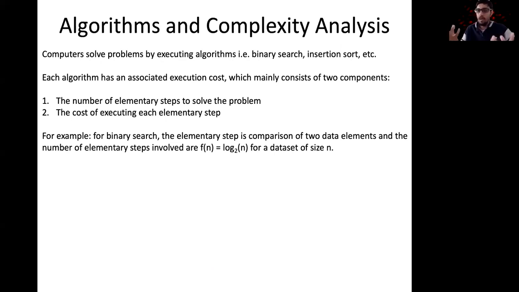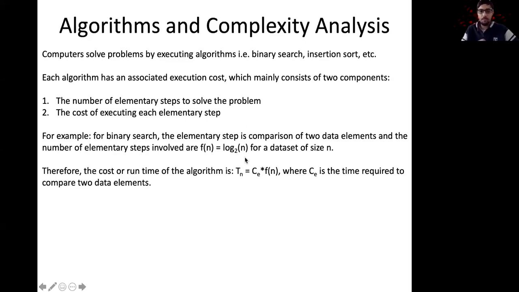I mean, you have two data elements, you want to compare them, and you want to find out whether you have a match or not. So that's your basic step. And a computer will take a certain amount of time to perform that comparison of elements. And then there are a number of steps. So you will need log base 2 n steps, roughly, to solve the binary search. So that's the number of steps involved to execute the algorithm.